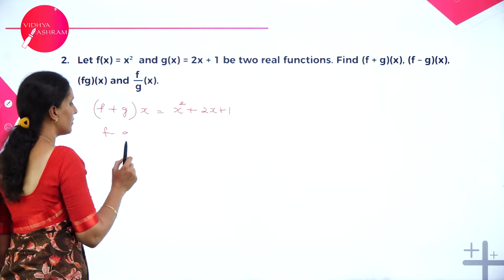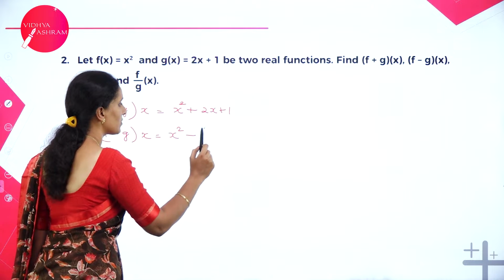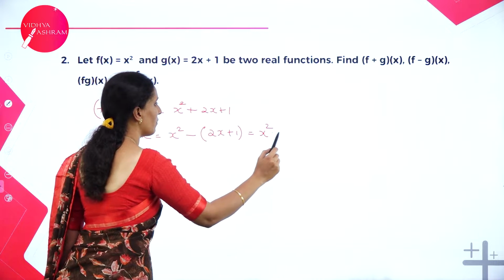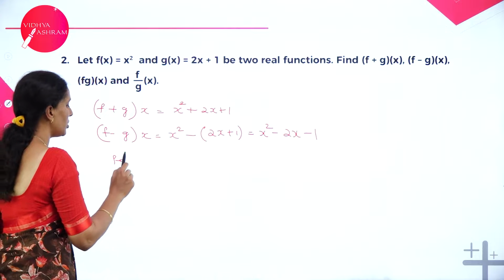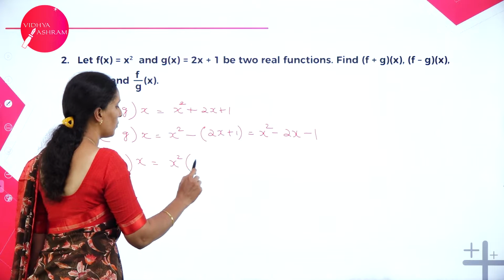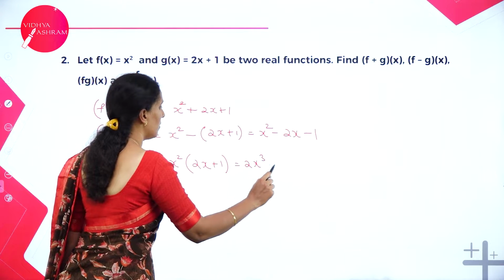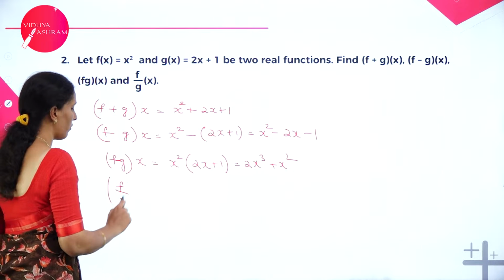Next we have the difference of two real functions, that is x square. Since 2x plus 1 is a binomial, use brackets. So you will get the answer x square minus 2x minus 1. Next we have fg of x, which is nothing but the product of two real functions. So you will get 2x cube plus x square.